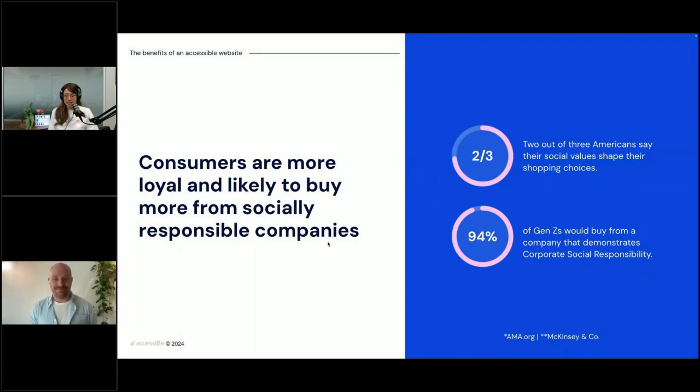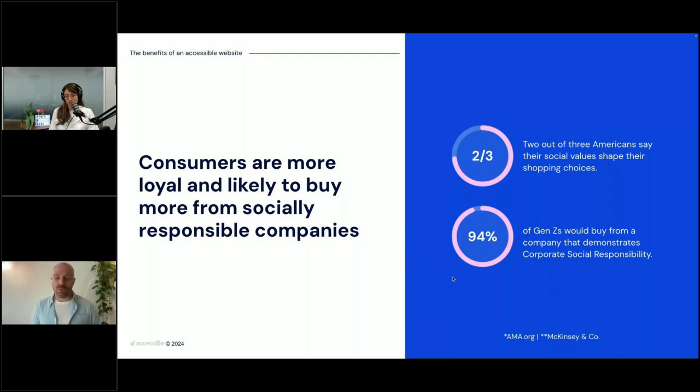We can see that for Gen Zers, having this reputation of being socially responsible, especially when it comes to accessibility, really affects their decision making process, and it affects millennials as well. So we've got 94% of Gen Zers saying it affects their decision making process when they see that a company is socially responsible. Yeah, for sure. Sorry, please go ahead.